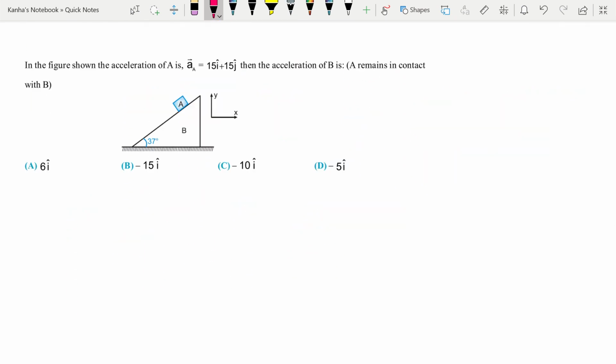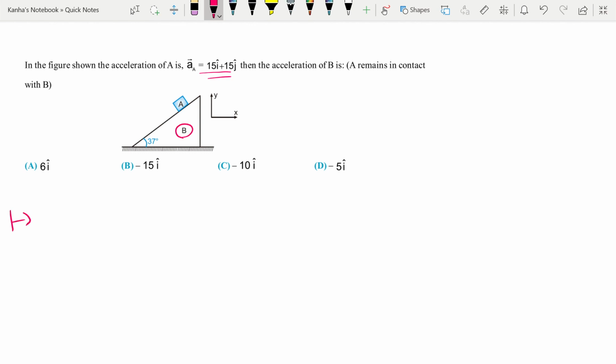To end this lecture, let's look at some previous year's questions that are standard, and you might be asked questions similar to this in the paper. So in the figure shown, the acceleration of A is given to you as a vector quantity, and you need to find the acceleration of B.